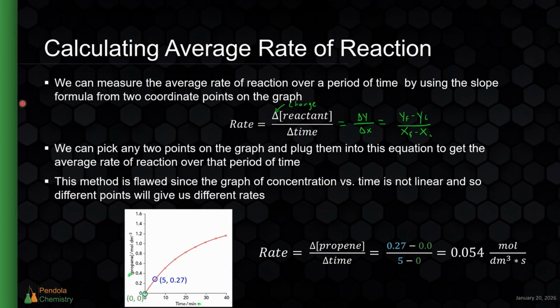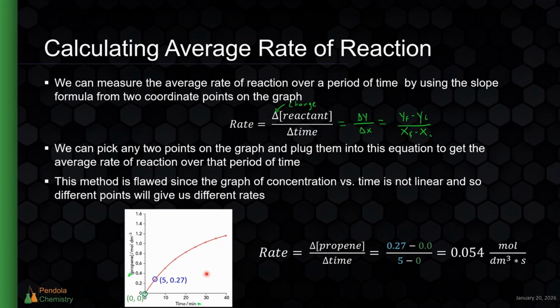This method, however, is very flawed because the graph of concentration versus time is not linear. If this was a linear graph, this would work great because it doesn't matter at what point on the graph you choose, the slope is always going to be the same. But because the line is curved and decreases in slope, different points will give us different rates for that reaction. So it doesn't matter whether we use these 2 points or these 2 points right here, we are going to get a different average slope here than we do up here.